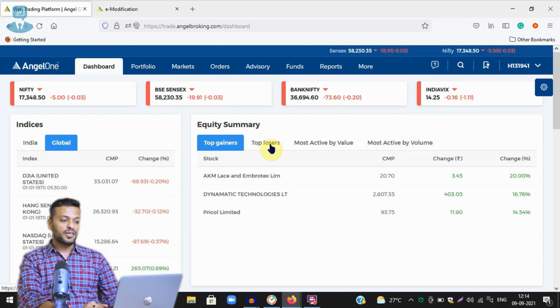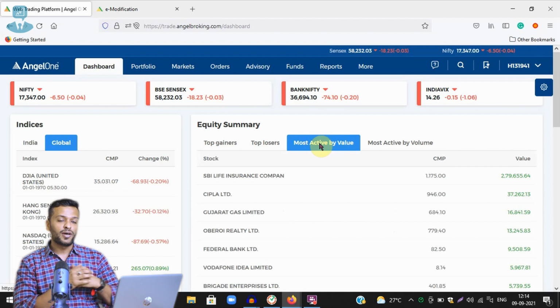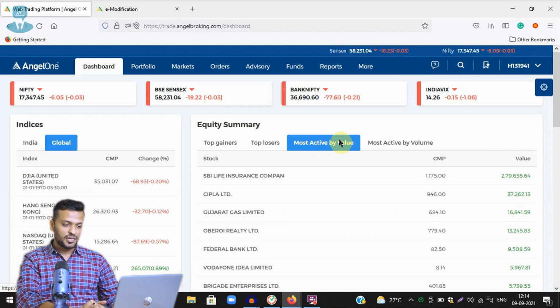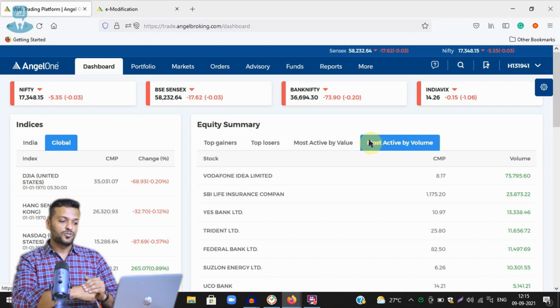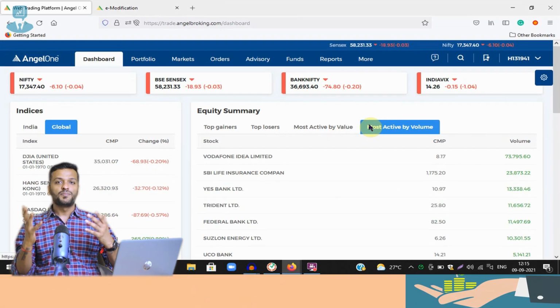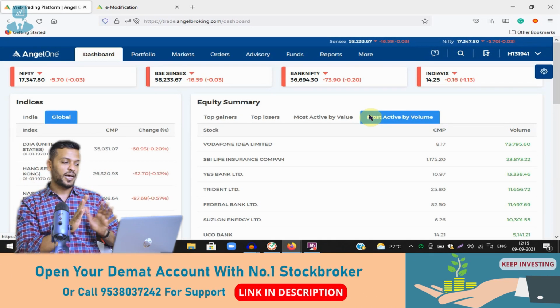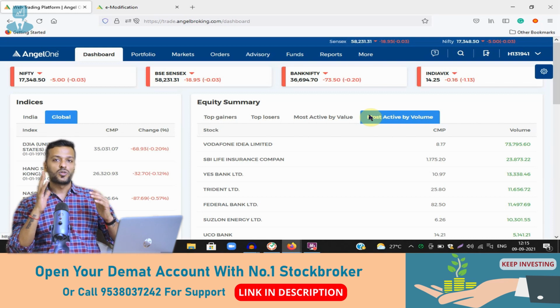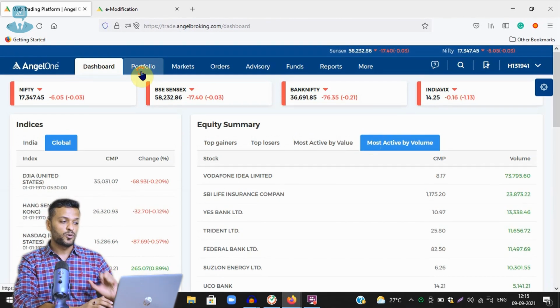Then you have the equity summary for the day. The top gainers, the top losers, the most active shares by value, that is the total value traded in the market, and the most active shares by volume, that is the number of shares traded in the market. So this is a simple way of understanding the dashboard. It basically gives you all the information in a summarized and crisp way. By looking at the dashboard, you can understand the mood and sentiment, and what is going on in the market right now.